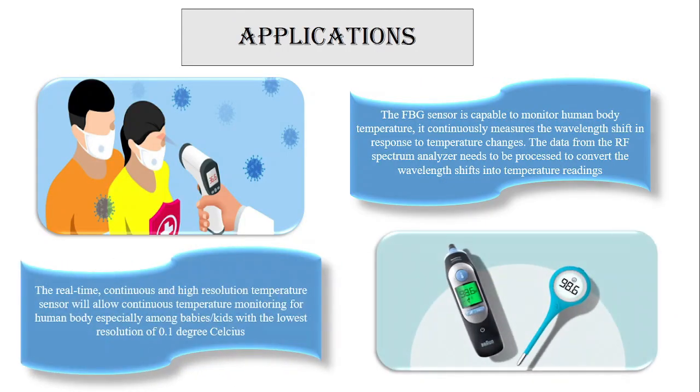For application, we are more focused on continuous temperature monitoring for the human body. The FBG sensor is capable of monitoring human body temperature. It continuously measures the wavelength shift in response to temperature change. The data from the RF spectrum analyzer needs to be processed to convert the wavelength shift into temperature readings. The real-time, continuous and high-resolution temperature sensor will allow continuous temperature monitoring for the human body, especially among babies and kids, with the lowest resolution of 0.1 degrees Celsius.